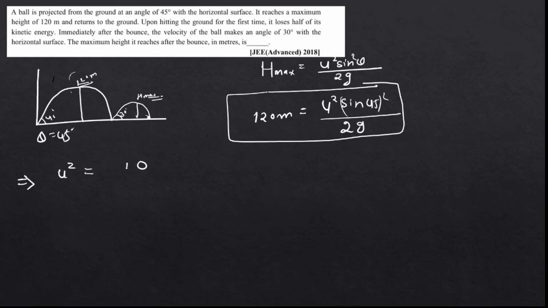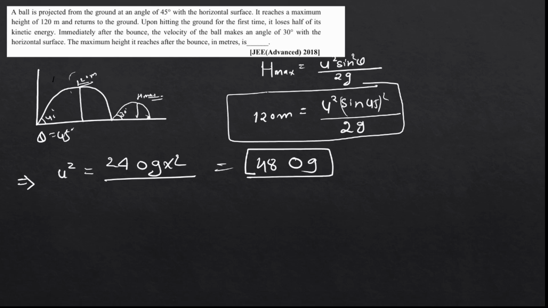Upon sin 45 is 1 upon root 2, and its square would be 1 upon 2, and it will go here in the multiplication, and we need to multiply it by 2, so this will be 480 g. This is its initial velocity, that means the velocity at that particular instant when it would have its maximum height, which is u square.